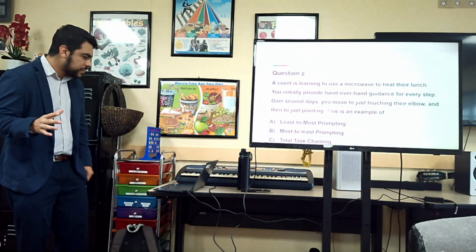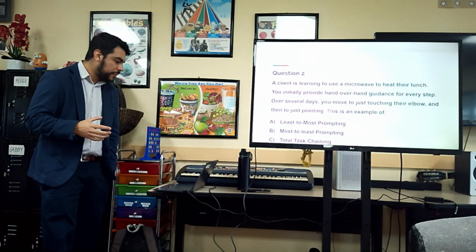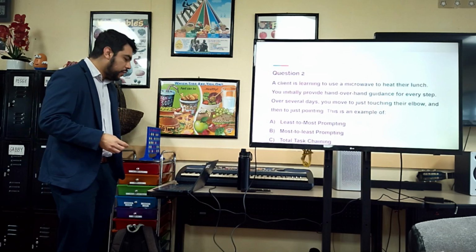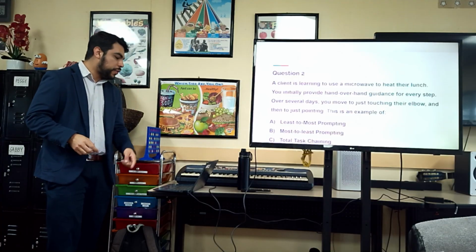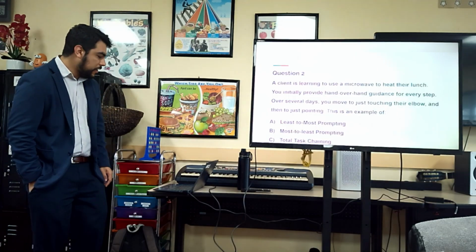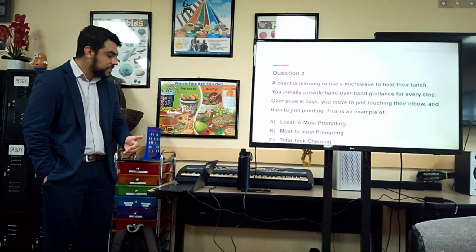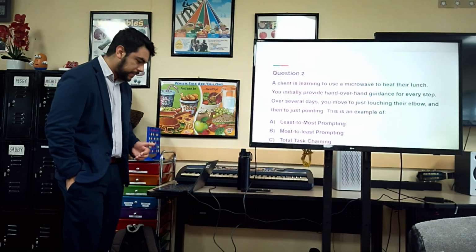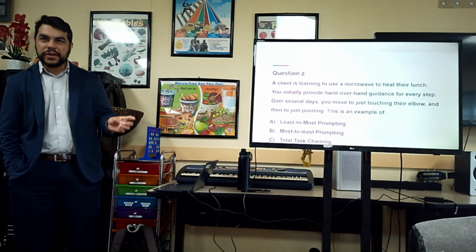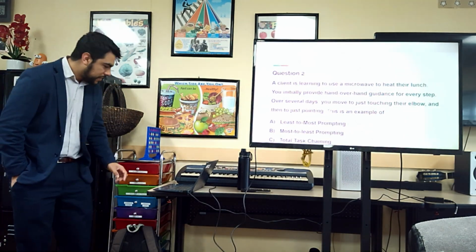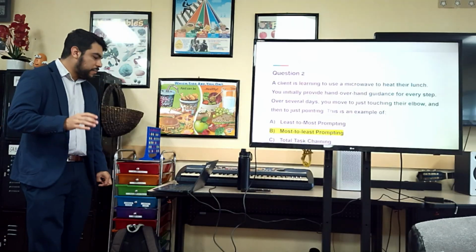Okay, so this is on the fading procedures. A client is learning to use a microwave to heat their lunch. You initially provide hand-over-hand guidance for every step. Over several days, you move to just touching their elbow and then just pointing. This is an example of A, least to most prompting, B, most to least prompting, or C, total task chaining. B. So I'm hearing B. Let's take a look.